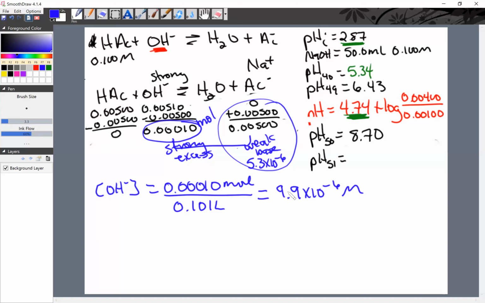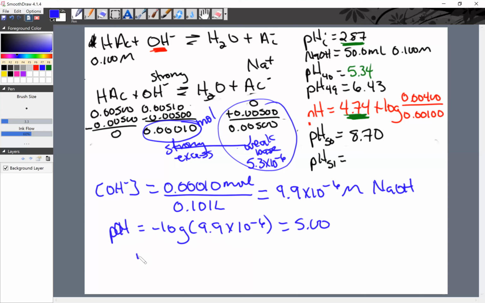Perfect. Okay, now remember, this is excess strong sodium hydroxide. There's no equilibrium for the strongies. We're just going to take the negative log of it. I've got just 5. Ooh, okay. So the pH, sorry, that's the pOH. So the pH is going to be 9. Yeah. Well, what if I overshot by 5 milliliters? Okay, I would just have a bigger number right there.